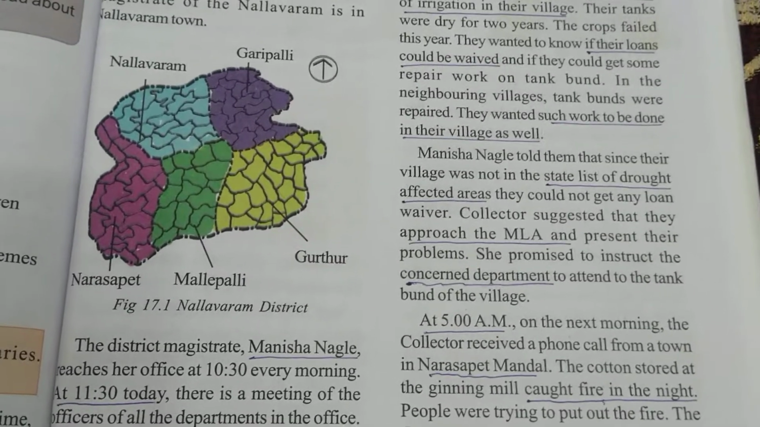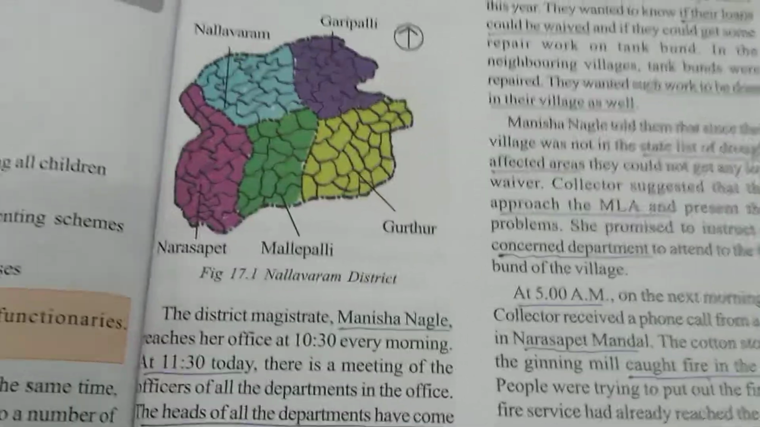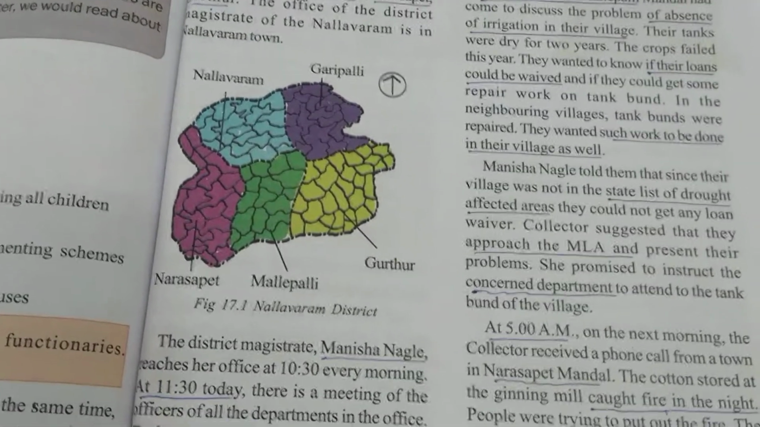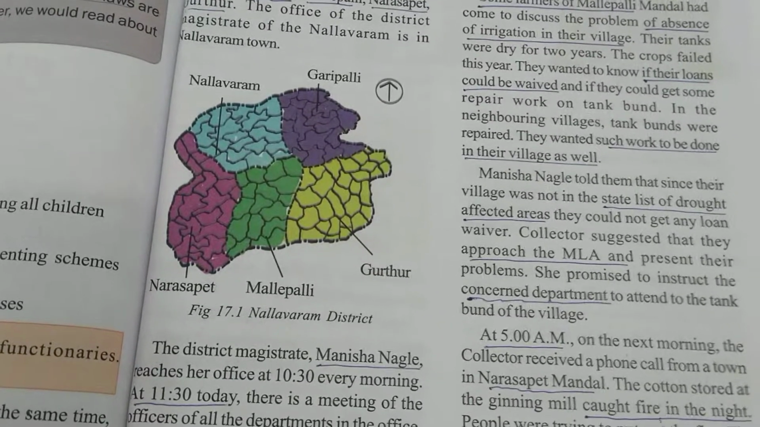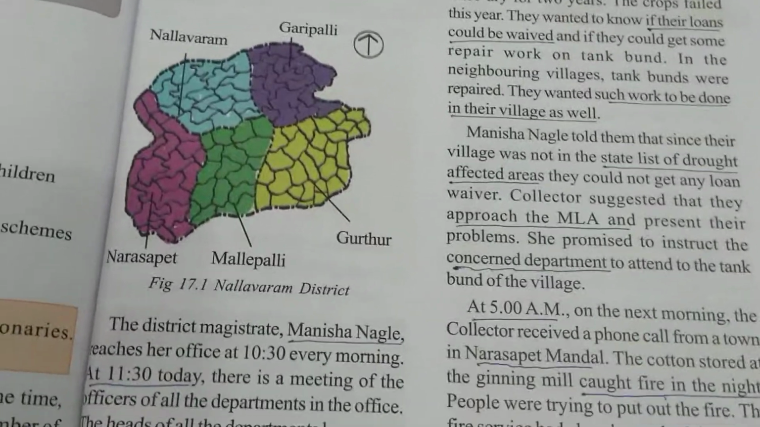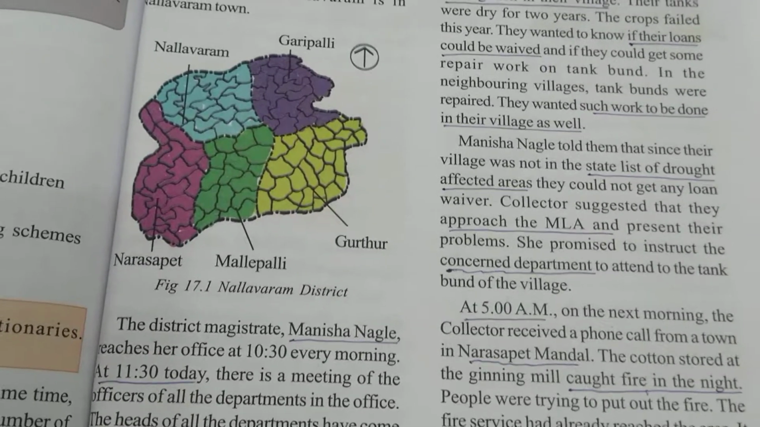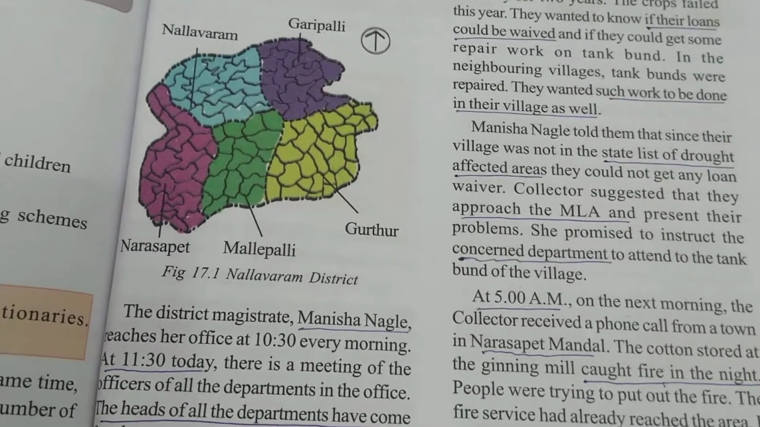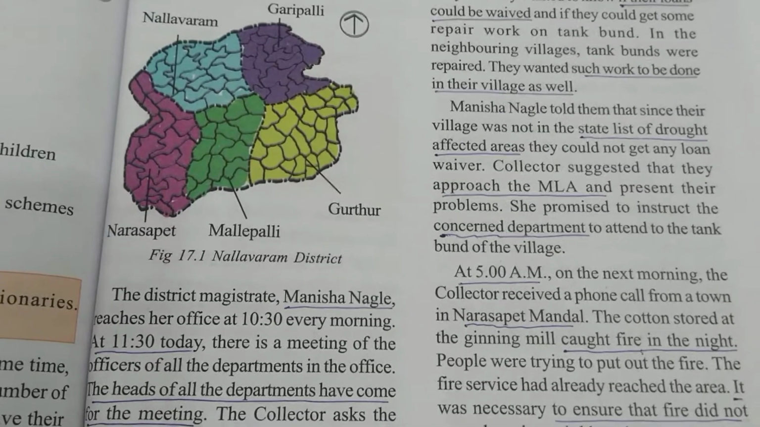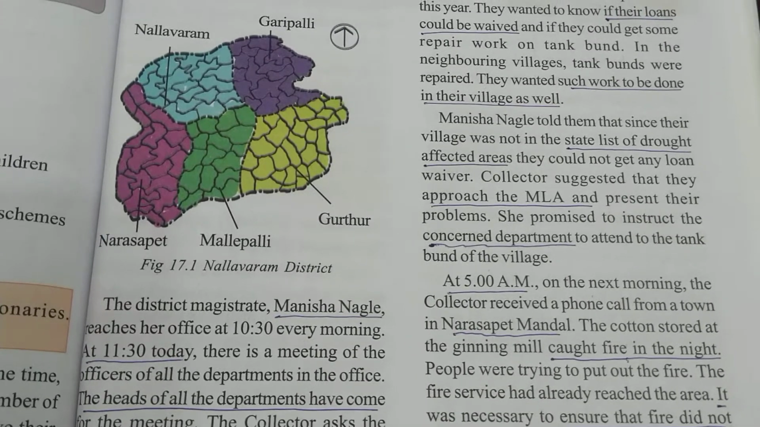Manisha Nagel, she is a woman. She reaches her office at 10:30 every morning. What are the activities of the district collector given here? Regular activities. The district collector reaches the office at 10:30 every morning regularly. Like you come to school regularly by 8:30, they also come by 10:30. At 11:30 today, there is a meeting of the officers of all the departments in the office. Usually they conduct meetings with different department people.